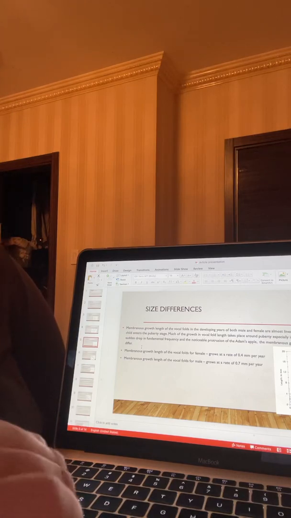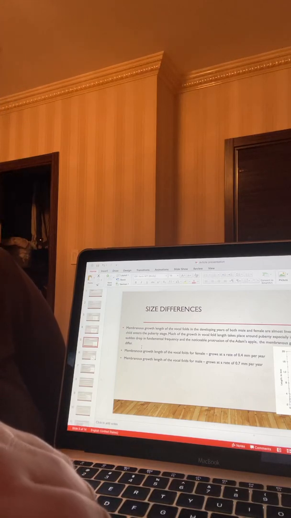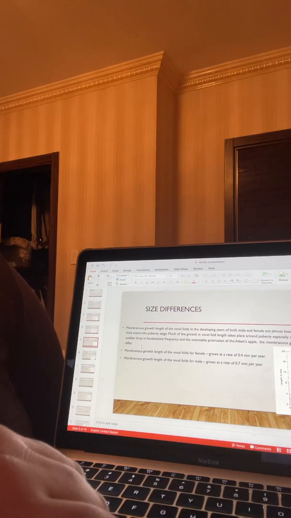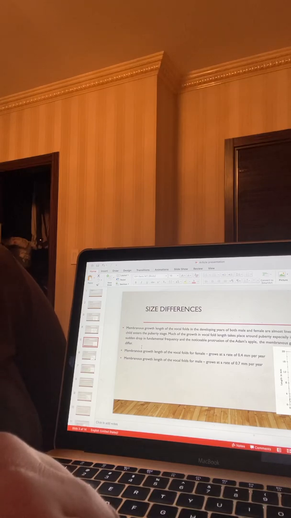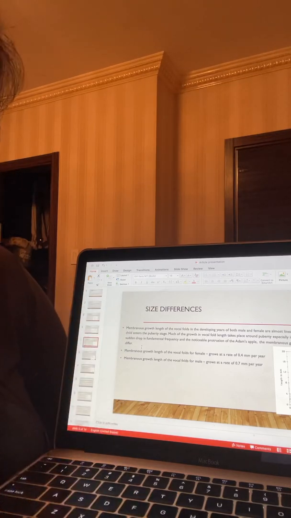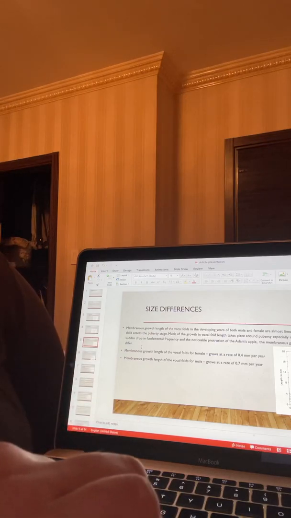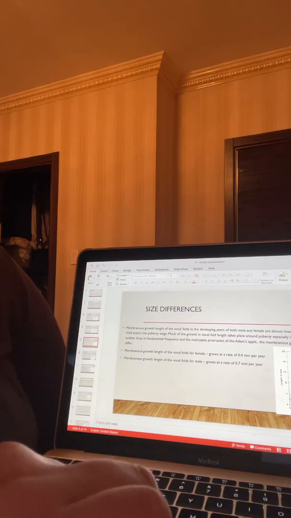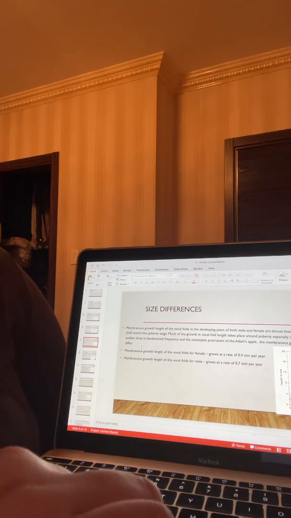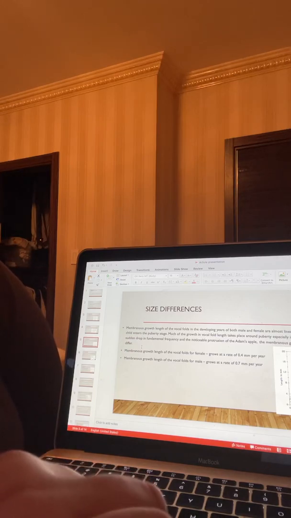Membranous growth length of the vocal folds in the developing years of both male and female is almost linear in both sexes up until the child enters the puberty stage. Much of the growth in vocal fold length takes place around the puberty age, especially in males. Once there is a sudden drop in fundamental frequency and the noticeable protrusion of the Adam's apple, the membranous growth length significantly differs.